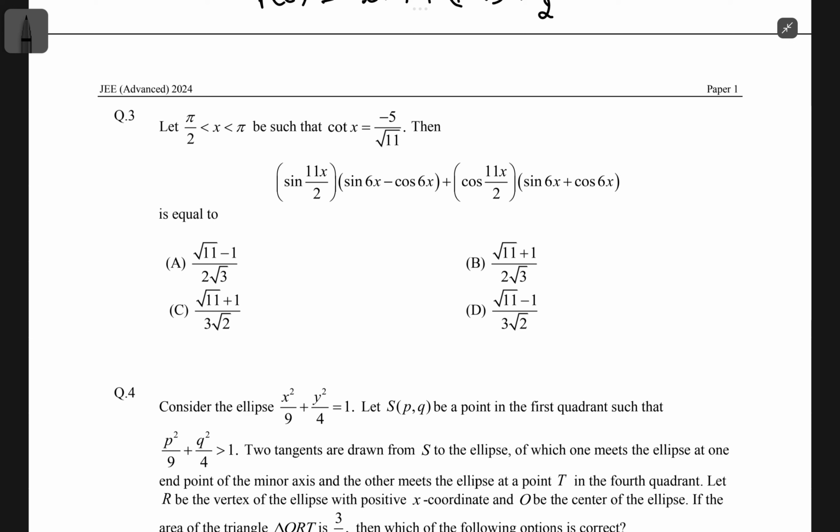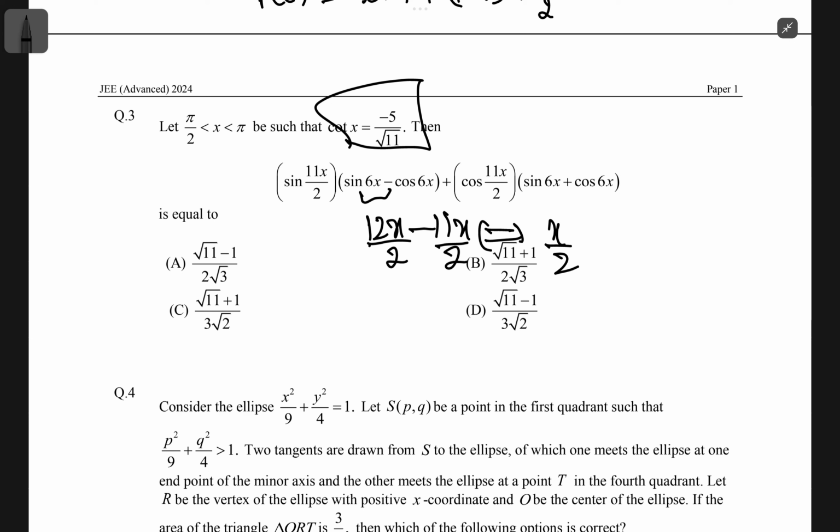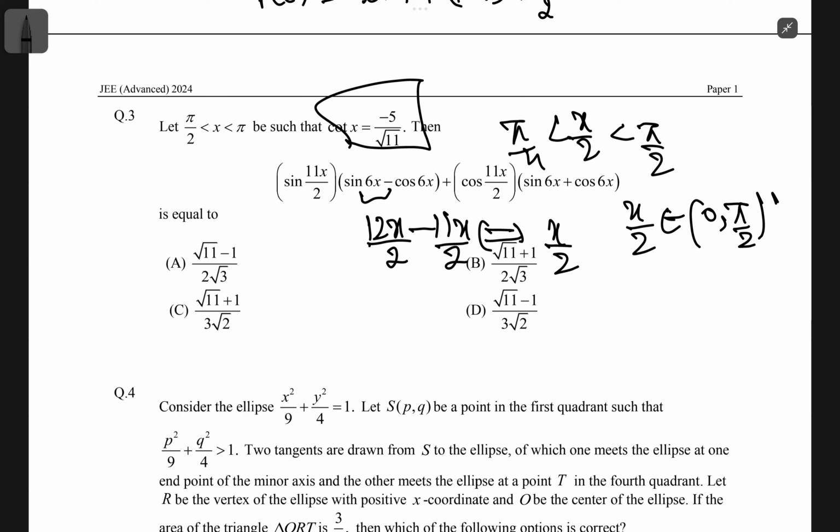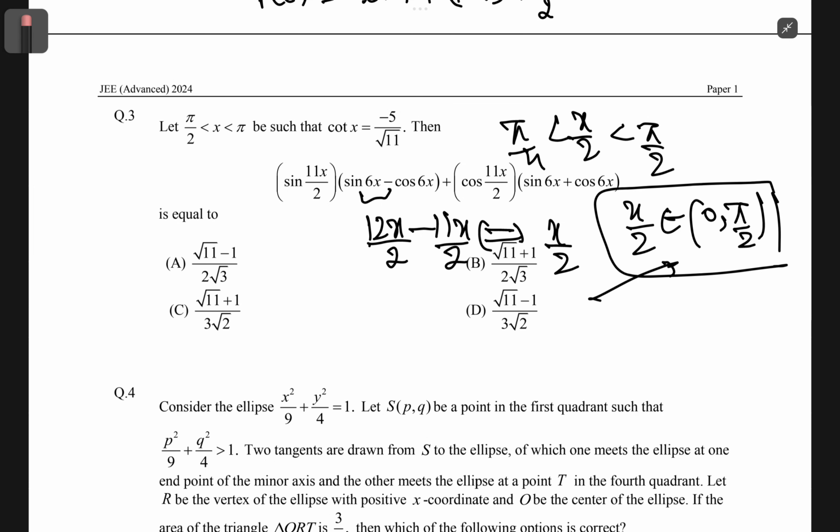It's very easy. I'm telling you what to do. Just take sin x, club the sin x terms and cos x terms together and use this thing. So this would be 12x by 2 minus 11x by 2, and this would be x by 2, and x by 2 would be from pi by 4 to pi by 2. So you would be able to say that x by 2 belongs to 0 to pi by 2, and from here you can find the other values, right? So this is very easy.